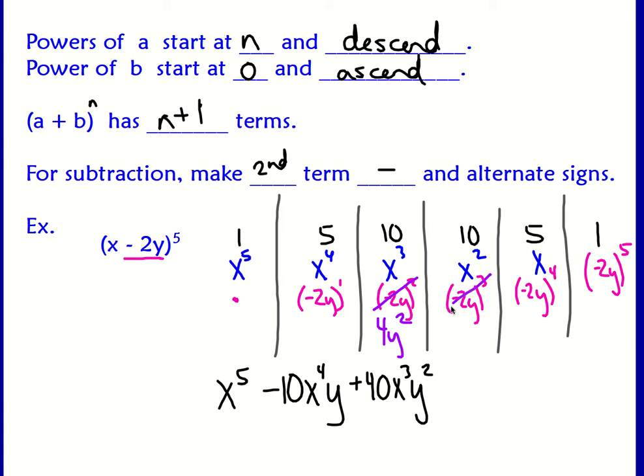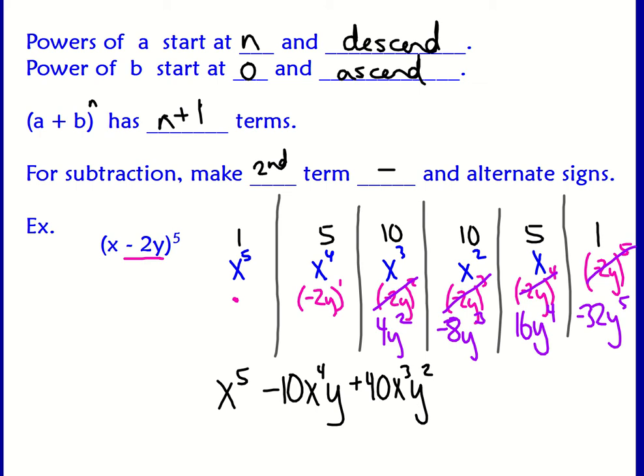Negative 2y quantity cubed is negative 8y cubed. Be careful about the parentheses so that you don't accidentally mess up your signs or forget that the exponent goes with the coefficient as well as the variable here. So I'm actually going to go ahead and finish changing those so that I can keep myself in line.